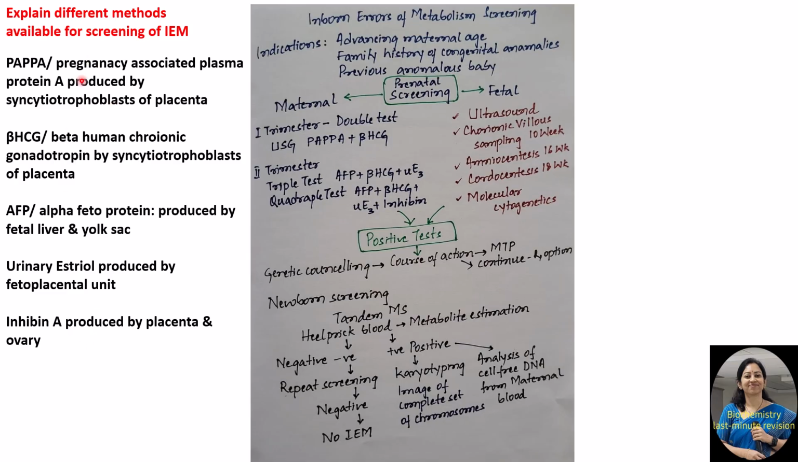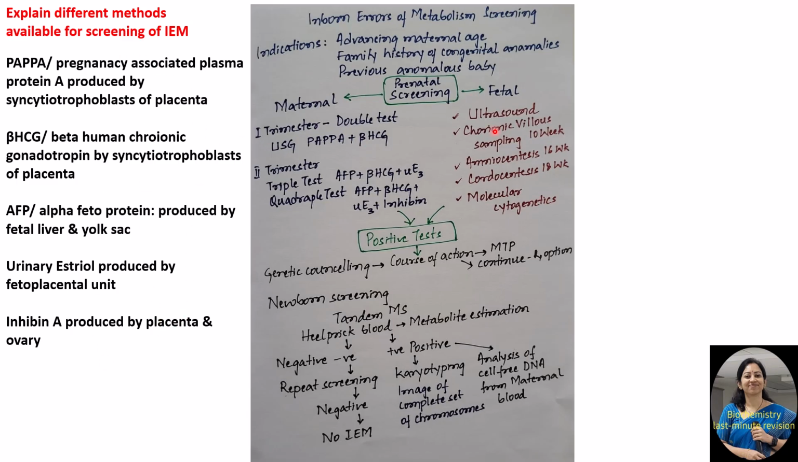Just to summarize this, PAPP-A stands for pregnancy associated plasma protein A, and this is produced by the in situ trophoblast of the placenta. Next is beta human chorionic gonadotropin. This is also produced by the in situ trophoblast of the placenta. Alpha fetoprotein is a marker produced by the fetal liver and yolk sac. Urinary estriol is produced by a combination of the fetus and the placenta. So the fetoplacental unit produces urinary estriol, and inhibin A is produced by the placenta and ovary. So these are all the different biomarkers that can be measured or estimated in the mother's blood.